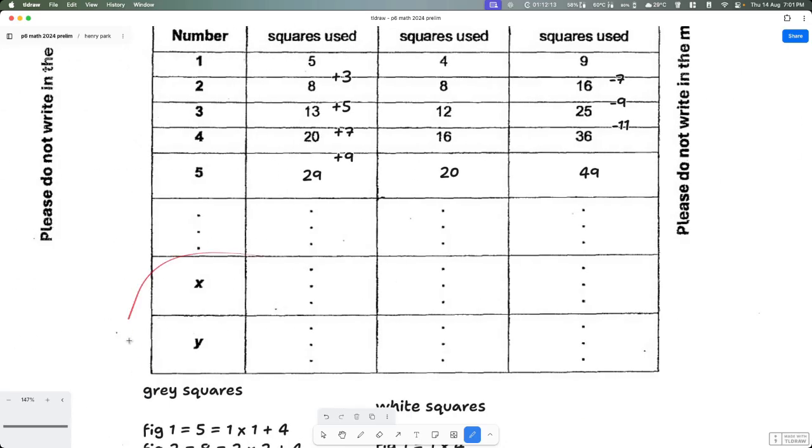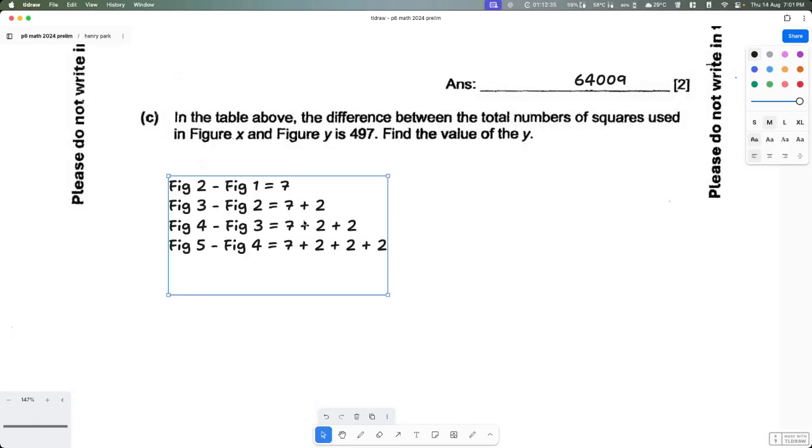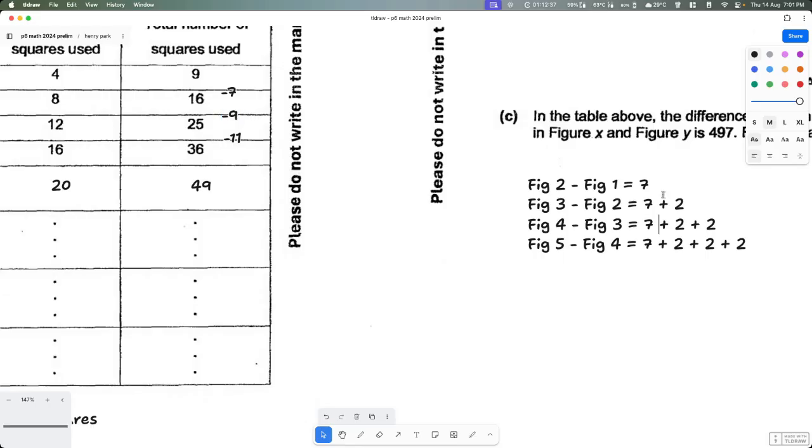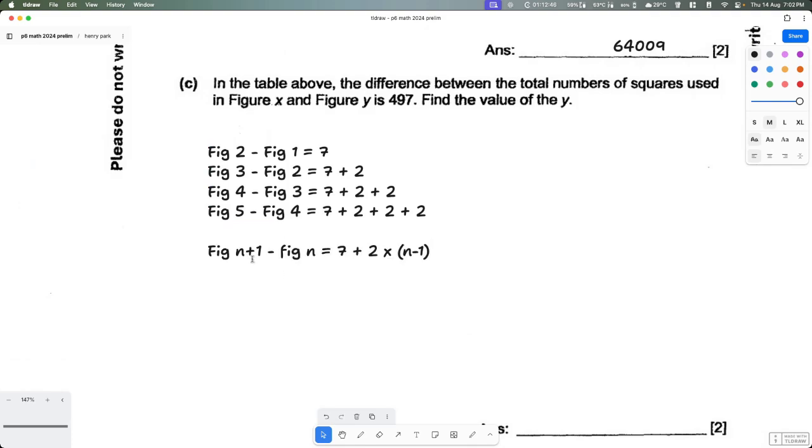Okay, so these two are side by side. I've calculated the difference. From 9 to 16 is negative 7, 16 to 25 is negative 9, and 25 to 36 is negative 11. If I put it into a pattern, 9 is basically 7 plus 2, 11 is 7 plus 2 plus 2, and then this should be 13 as well. So figure n plus 1 minus figure n is equal to 7 plus 2 times n minus 1, right?